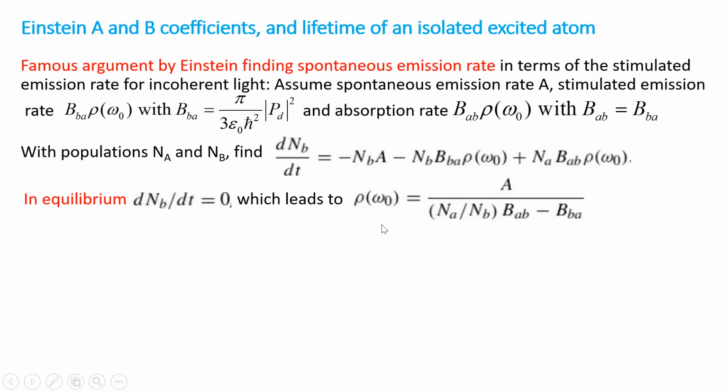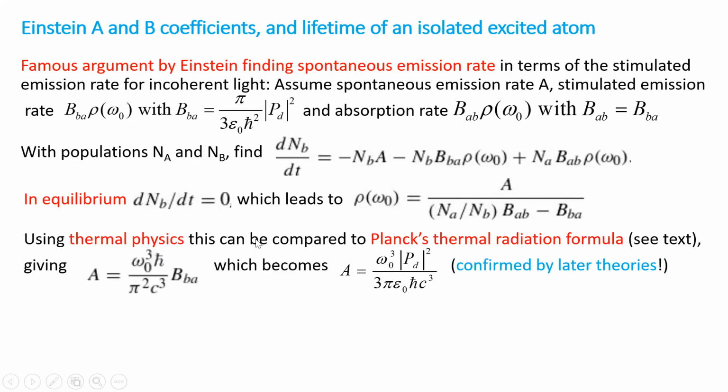Okay. All right, so big deal. So where is Einstein going with this? Well, it turns out using thermal physics, there's an expression called Planck's thermal radiation formula. And you can see the text for this, since this is not a thermal physics class. Didn't want to delve too deeply into this in this video, but rho of omega naught can be written using thermal physics in a very definite form, okay?